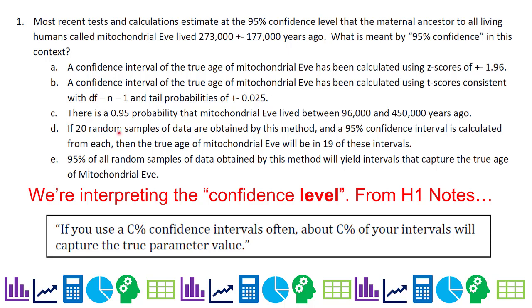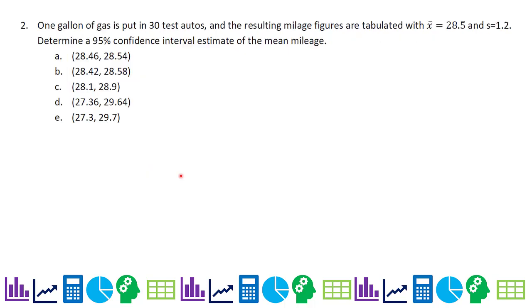If 20 random samples are obtained by this method, then they said the true age will be in 19 of these. That's too specific. We have to say for many, many intervals. So 95% of all random samples of data obtained by this method will yield intervals that capture the true age of mitochondrial Eve. E is the correct answer.